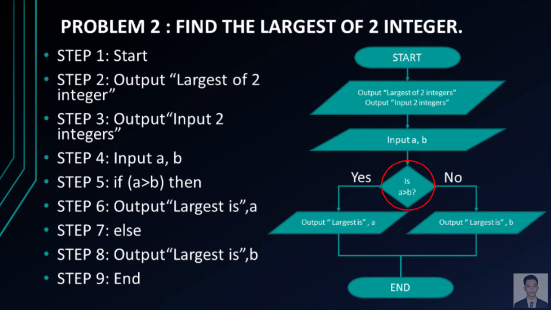We put a question mark inside the decision box, and in the decision box, we have two or more outcomes, either yes or no, either true or false. So, we are going to output largest is A. If A is greater than B, then if it's yes, then the largest must be A. Then, if not, we have to output largest is B. Then, after we finish, either the answer is true or false, you should come to the end.